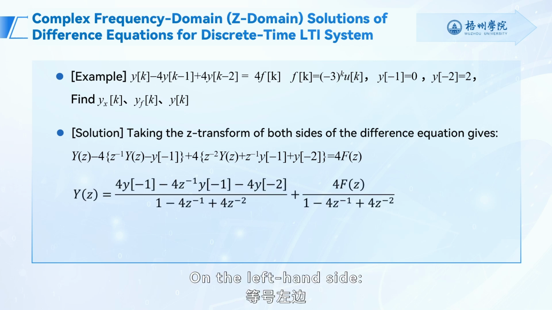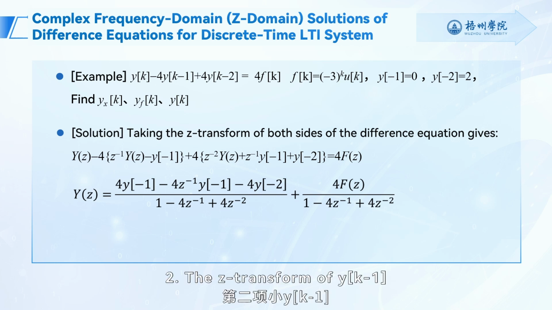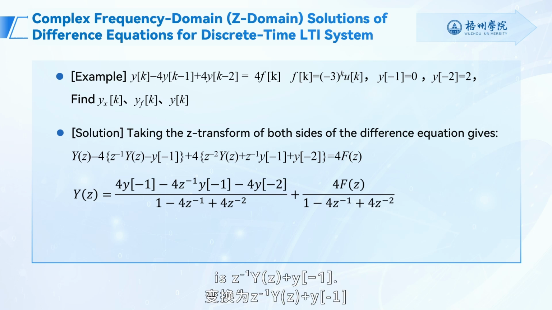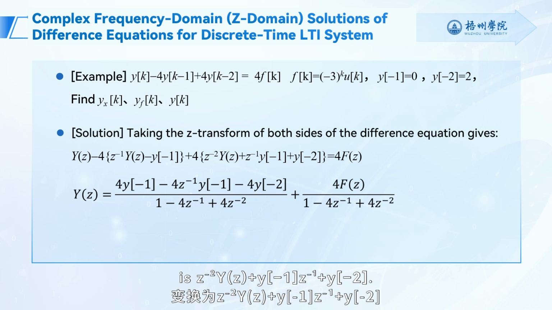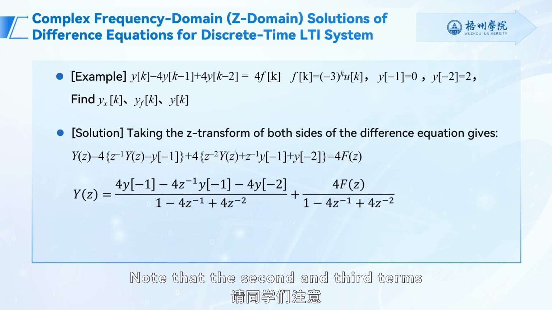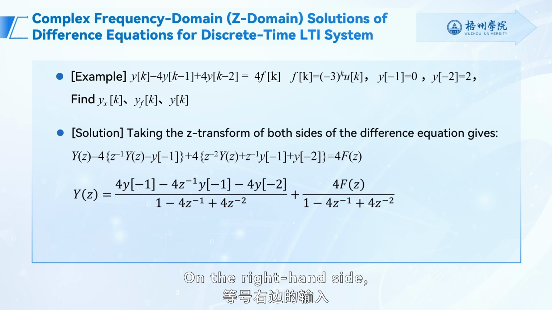On the left-hand side, 1. The z transform of y of k is Y of z. 2. The z transform of y of k minus 1 is z to the power minus 1 times capital Y of z plus y of minus 1. 3. The z transform of y of k minus 2 is z to the power minus 2 times capital Y of z plus y of minus 1 times z to the power minus 1 plus y of minus 2. Note that the second and third terms also have coefficients in front of them. Do not omit these. On the right-hand side, the input is 4F of z.